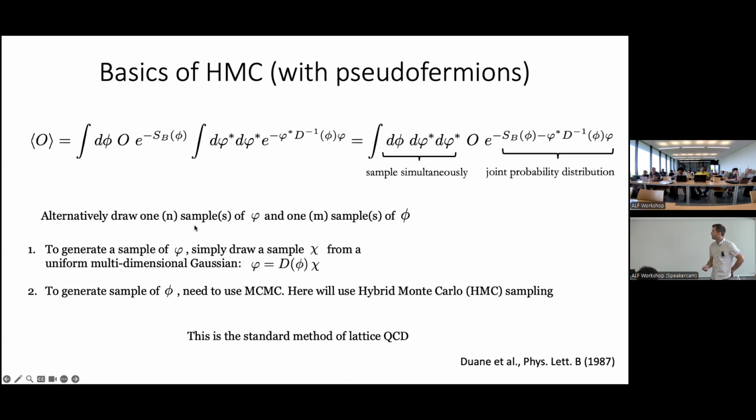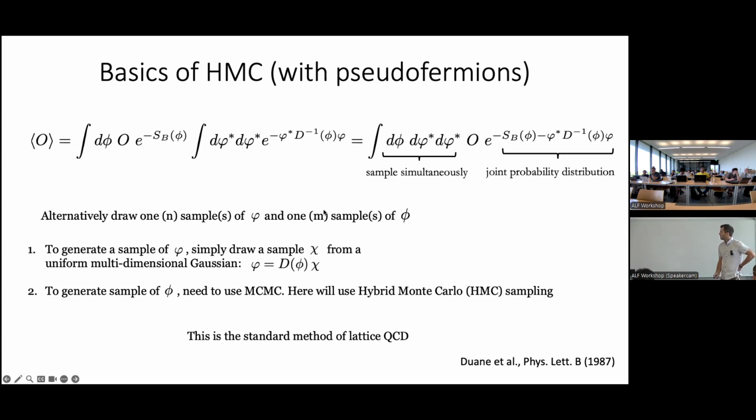Then it's the question of how you draw these samples. The two fields are updated very differently, largely because if you look at this varphi, it's just a free theory with respect to that. So you can draw samples by simply drawing, for example, a chi from a uniform multidimensional Gaussian and then multiplying that chi by this D matrix, and that will give you a sample varphi from this part of the distribution. So if phi, your Hubbard-Stratonovich field, is fixed, you do that, and then you update your varphi.